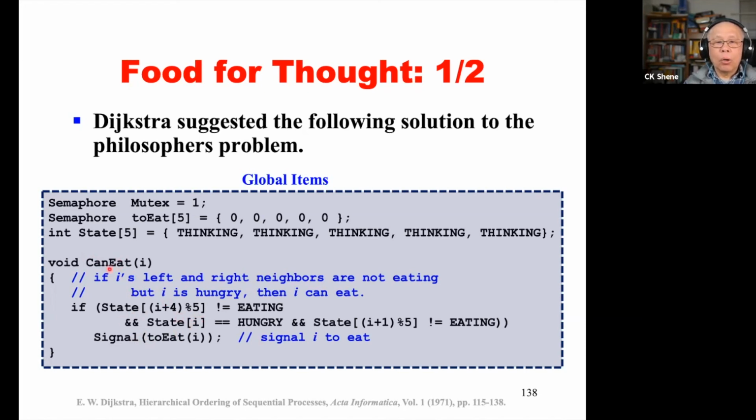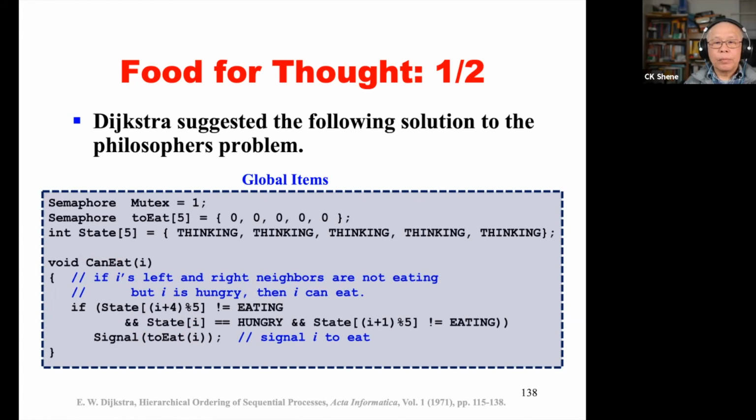the caller of this can eat function signals philosopher i's to eat semaphore, allowing philosopher i to eat. That is adding 1 to the counter of philosopher i's to eat semaphore. So this is pretty easy.